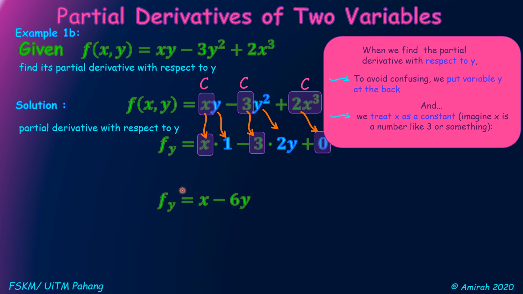After that, we can simplify. The partial derivative with respect to y, f with subscript y, equals x times 1 equals x, and then minus 3 times 2y equals 6y, and then plus 0, no need to write. This is the final answer for the partial derivative with respect to y.